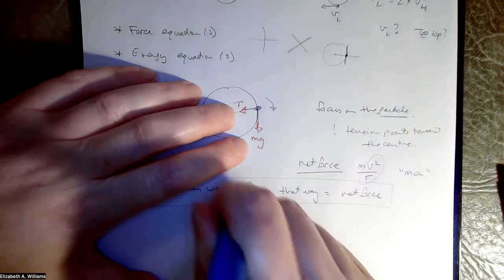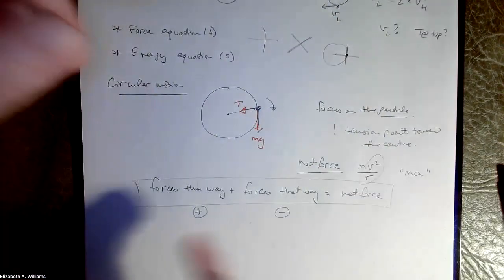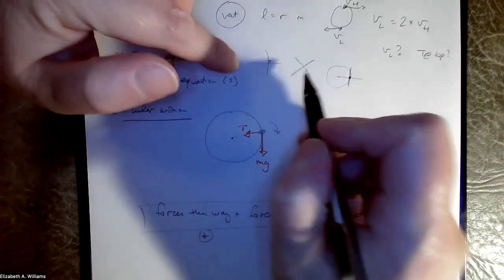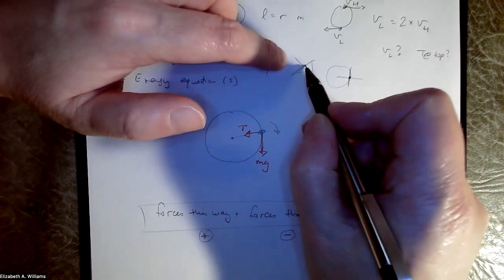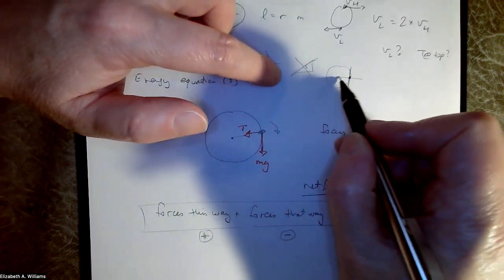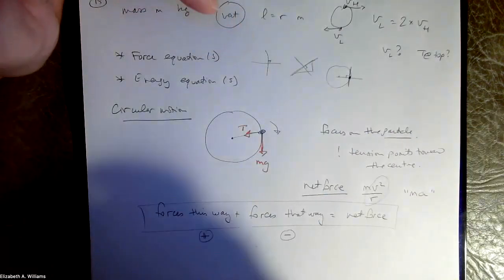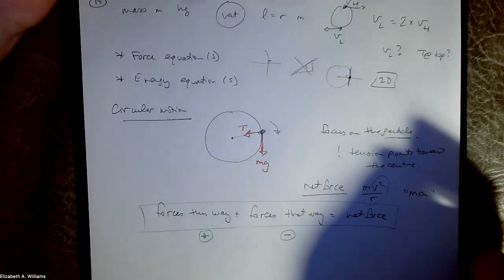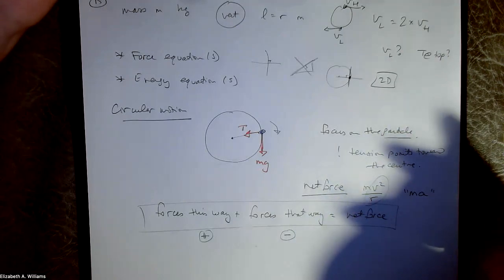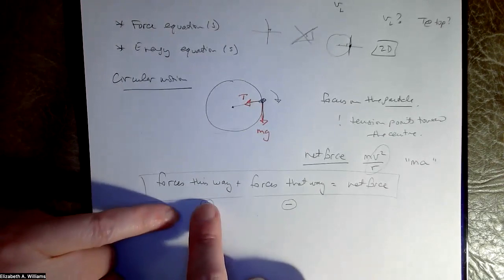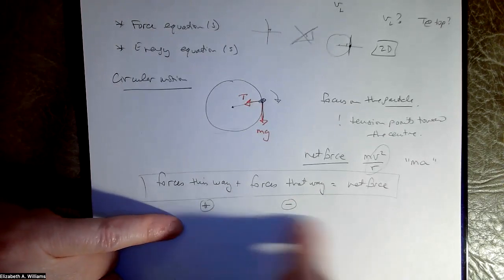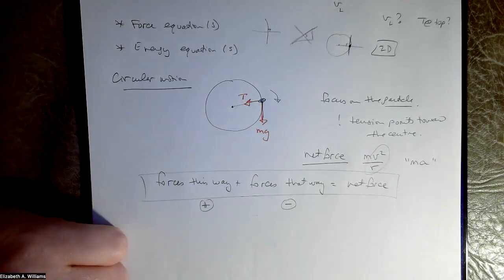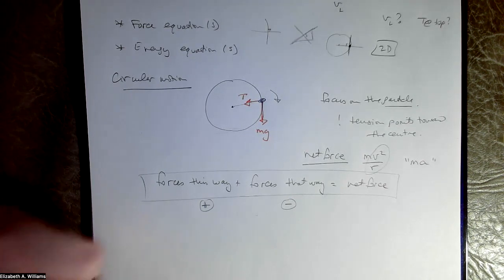Oh my God, what am I talking about? Sorry. When you define your axes for directions, vertical, horizontal, or along the inclined plane, perpendicular to the inclined plane, radially on your circle, tangentially on your circle, you're going to have perpendicular axes to think how to set up your force equation. Forces this way plus forces that way, that's along a particular line. So one direction is going to be positive, the other direction is going to be negative. It doesn't matter which is which, just so long as you label your picture and you're consistent.